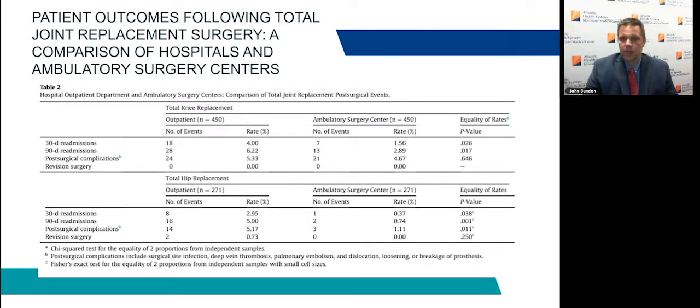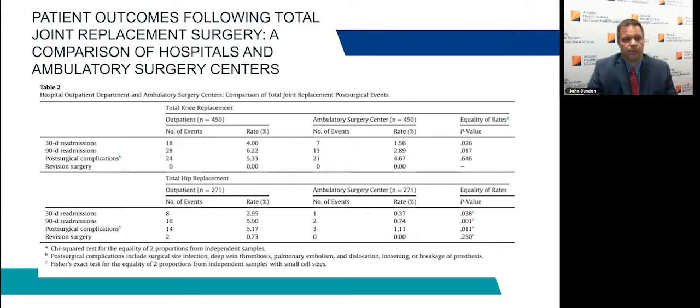So outcomes, why else would we do this other than for outcomes? And this is, again, going with complication rates that we're seeing. This is outpatient versus ambulatory surgery center, total joint replacement. And what we see for total knee and for total hip both, we see significant differences in both 90-day and 30-day readmissions for patients being performed outpatient. Post-surgical complications are significantly less as well.